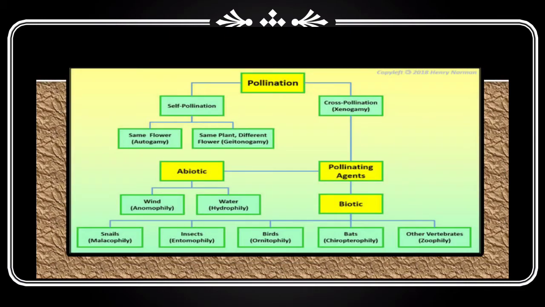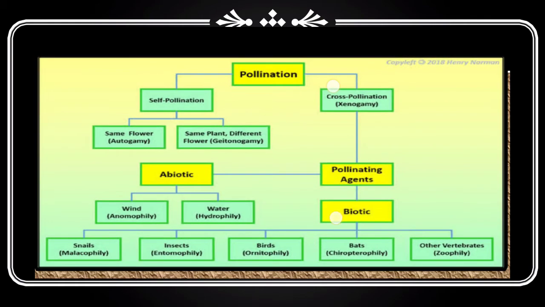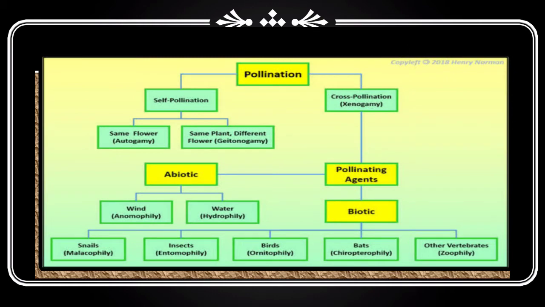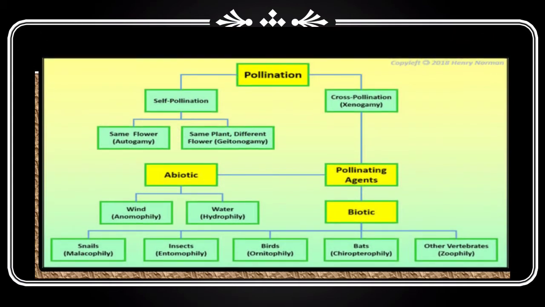So here is a flow chart. Pollination is of two types, self-pollination and cross-pollination. Cross-pollination is also known as xenogamy. Self-pollination is of two types. One is the same flower, which is known as autogamy. The other is same plant and different flower, which is known as geitonogamy.